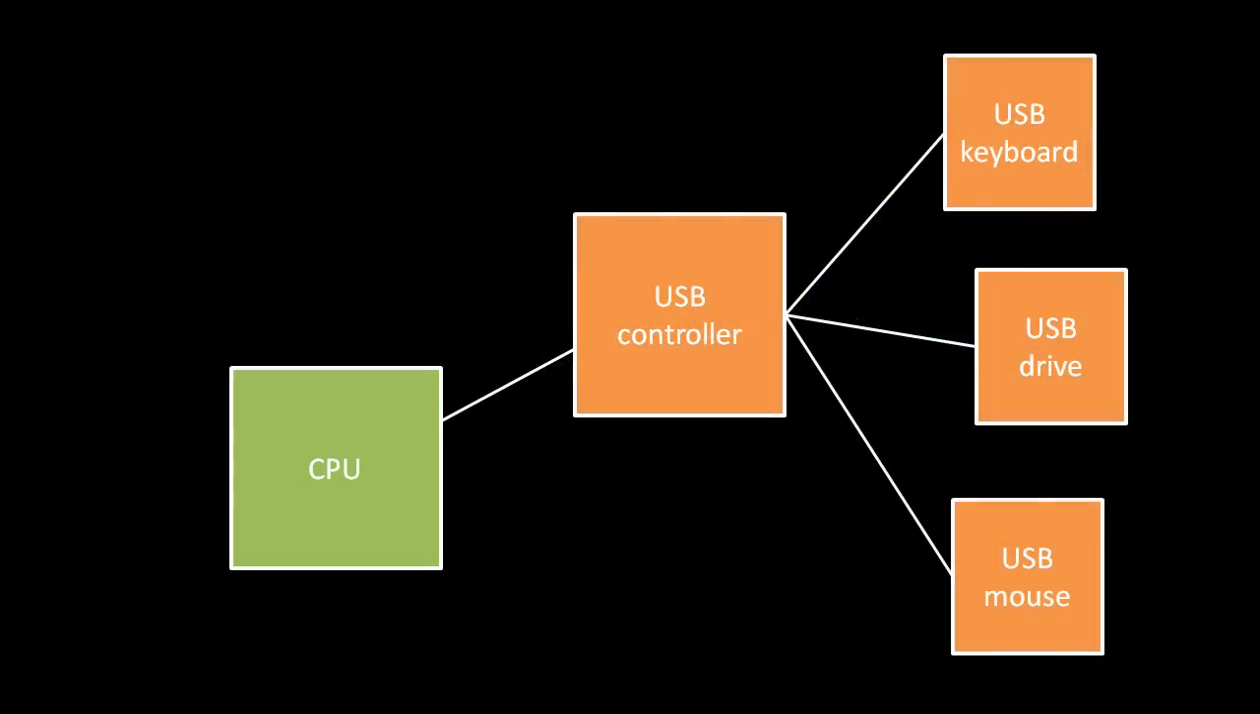In many cases, input-output devices communicate indirectly with the CPU through a controller device. USB devices, for example, talk directly to a chip called the USB controller on your mainboard, which in turn talks directly to the CPU.